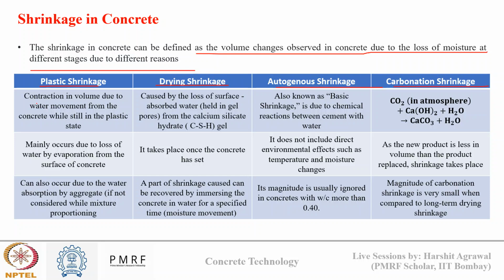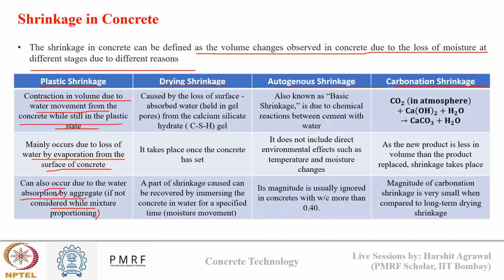So, plastic shrinkage is the contraction in volume due to water movement in concrete which is still in plastic state. So when my concrete is still in plastic state, the contraction in volume due to water movement is known as plastic shrinkage, and it mainly occurs due to loss of water by evaporation from the concrete surface, or due to water absorption by aggregate if it is not considered in the mixture proportion. So these two can be the reasons for plastic shrinkage. When my concrete is in fresh state, if there is loss of free water from concrete, it will lead to plastic shrinkage.